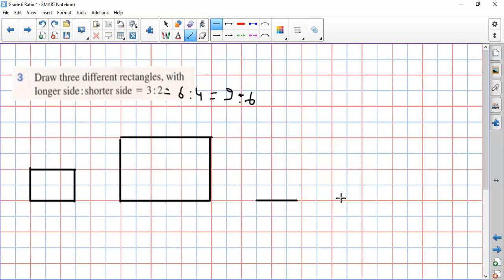9 to 6. So this one will be the third rectangle. As we see, they are all different, but the ratio of the sides is the same, 3 to 2. So this one will be the answer for exercise 3.